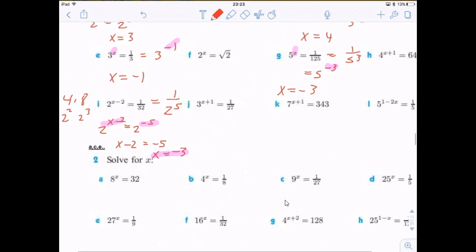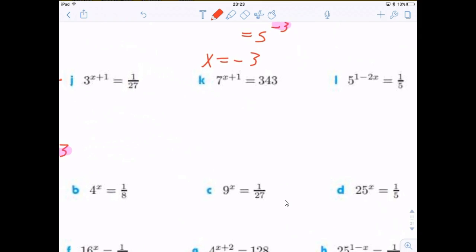All right. Move on to K. 7 to the x plus 1 equals 343. I don't know the factors of 343. One of them must be 7, though. I'm going to take my calculator. I'm going to take 343 and divide it by 7. I get 49. Hey, that sounds familiar. 49 is 7 times 7. So 343 is equal to 7 times 7 times 7, which is 7 cubed. So that means that x plus 1 is equal to 3. Minus 1 minus 1, x is equal to 2.